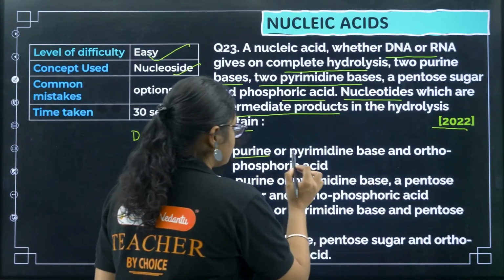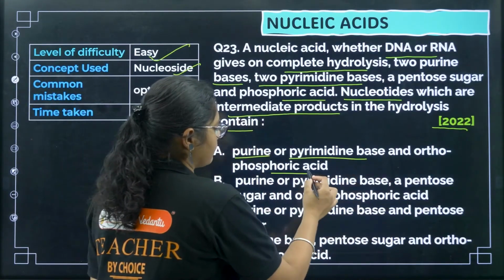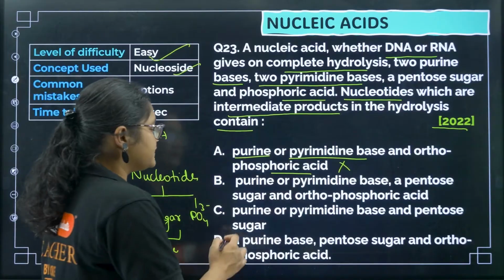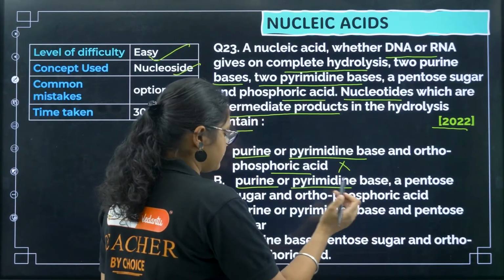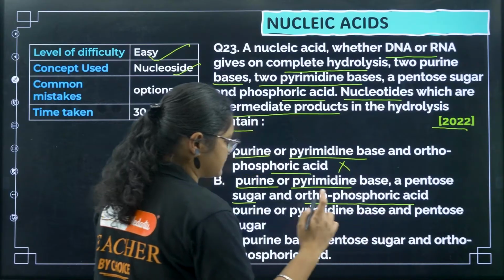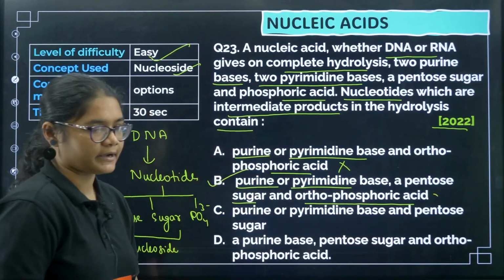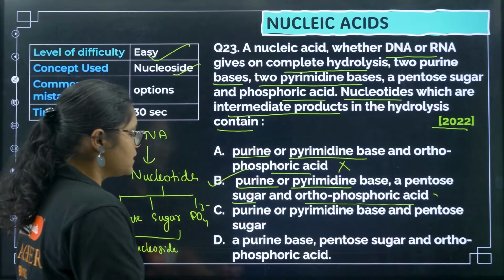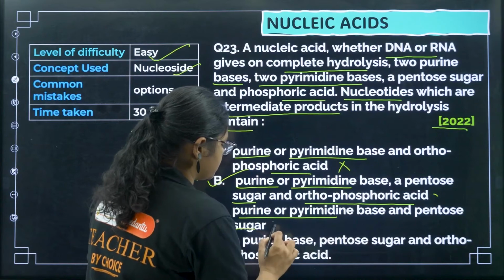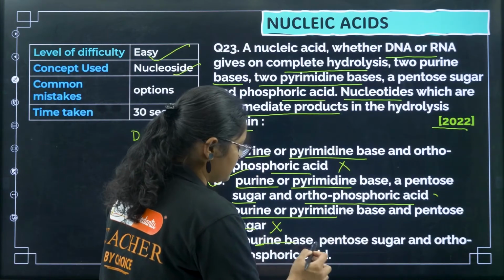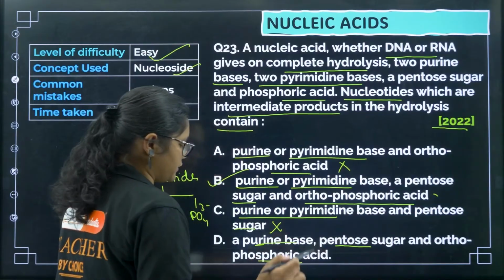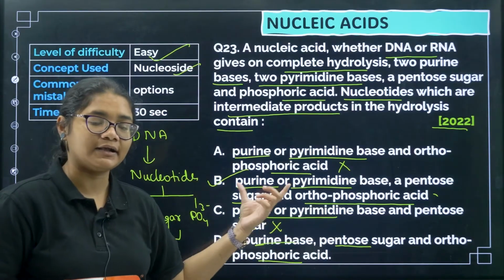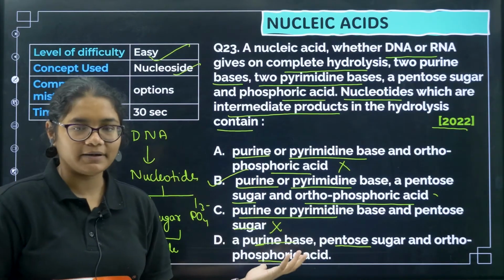First it says either you can get a purine or pyrimidine base and orthophosphoric acid. Here they have not mentioned the sugar, right? So that is why it is incorrect. Next, purine or pyrimidine base, a pentose sugar and orthophosphoric acid. Yes, this is correct. Option number B is the correct answer, because when you hydrolyze a nucleotide, we will get all the three components. Next, purine or pyrimidine base and pentose sugar. Here the phosphate group is missing. And here a purine base, pentose sugar and orthophosphoric acid. Here all the three components are there, but you cannot guarantee that it has to be a purine base. It can be a pyrimidine base as well, right?